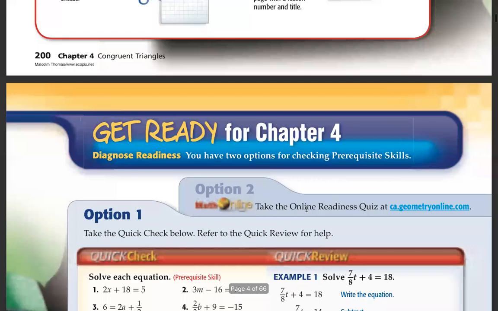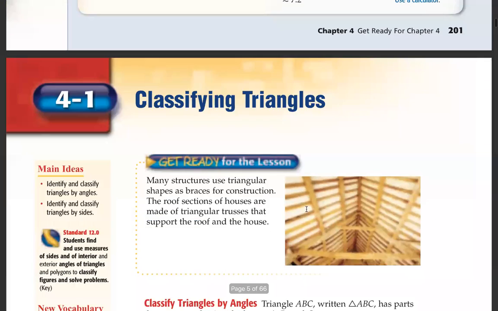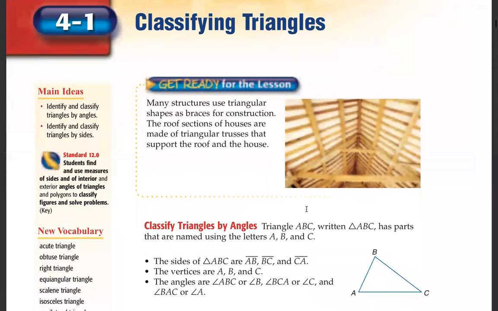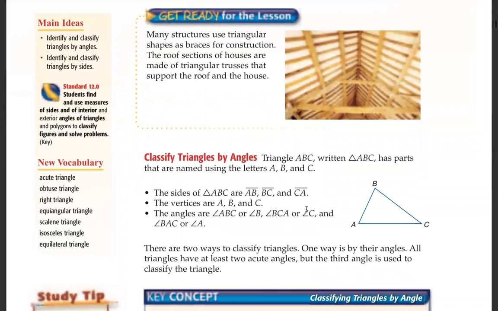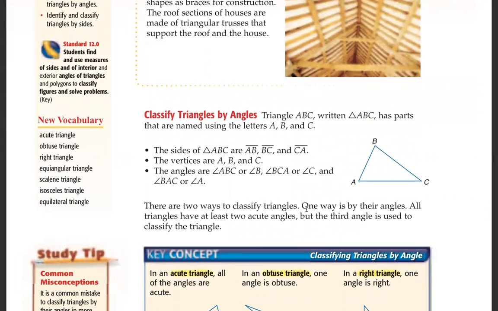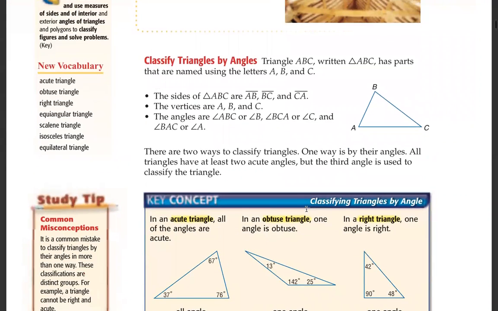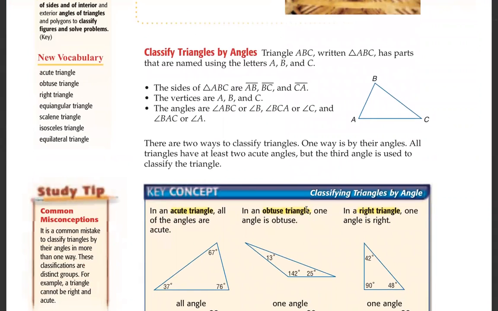Okay. So we'll start with the first lesson of chapter 4, which is classifying triangles. Classifying means grouping. How do we group triangles? How do we identify triangles? Or how do we name triangles? There are two main options in classifying triangles. We classify triangles by angles, or we classify triangles by sides, and we can combine both when we try to name a triangle based on angles and at the same time based on the sides.